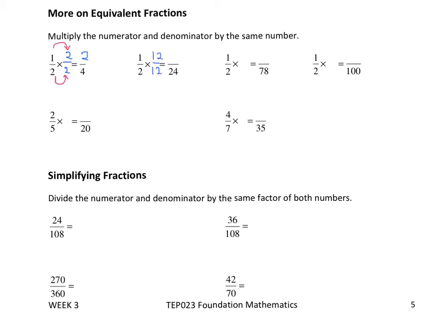So top and bottom, numerator and denominator multiplied by 12. 2 times 12 is 24. 1 times 12 is 12.